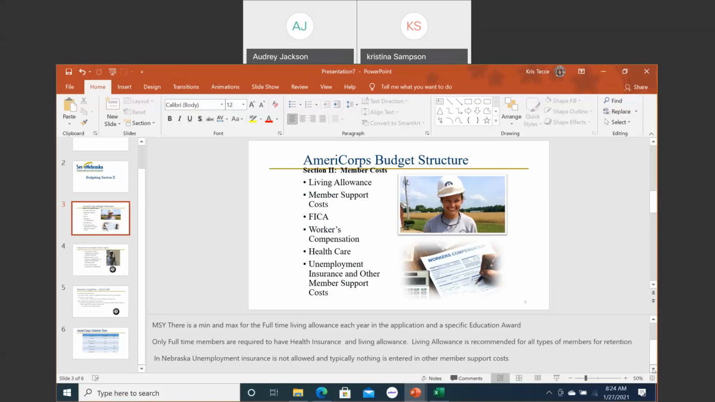However, the living allowances paid to the members are part of general taxes, and AmeriCorps members will have to complete W-4 forms, and you will have to withhold FICA. You also want to make sure that you get workers' compensation or a death and dismemberment policy to protect the safety of the members while they're serving.